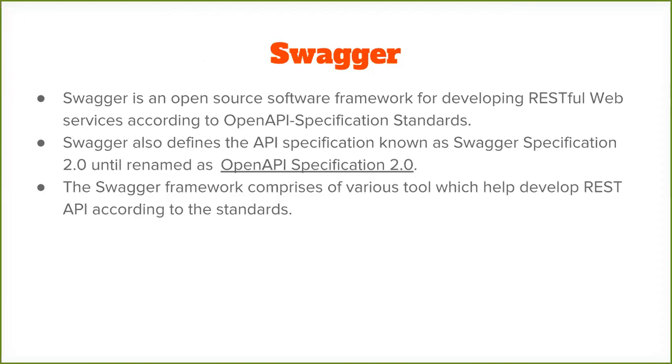Swagger also defined an API specification, known as Swagger Specification 2.0, until it was renamed OpenAPI Specification 2.0 because of the similarities in their description standards. Swagger consists of various tools which help you develop REST APIs according to the standards.